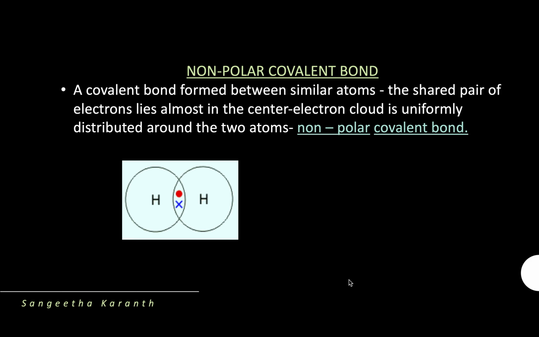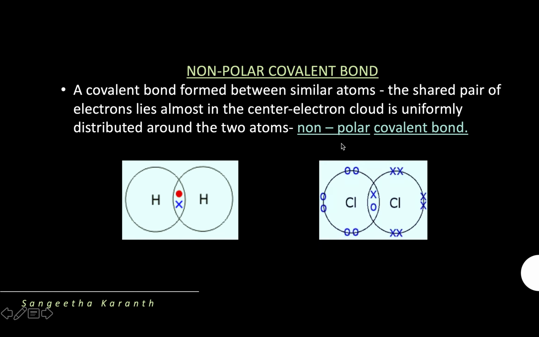Here, the covalent bond between the two hydrogen atoms is called a nonpolar covalent bond since the two electrons are equally distributed among the two atoms. Or we can say that the electron cloud is uniformly distributed among the two atoms. Such a bond where the electrons are equally distributed among the two atoms is called a nonpolar covalent bond. So this type of bond exists between two similar atoms. Here both are hydrogens, here both are chlorine atoms.